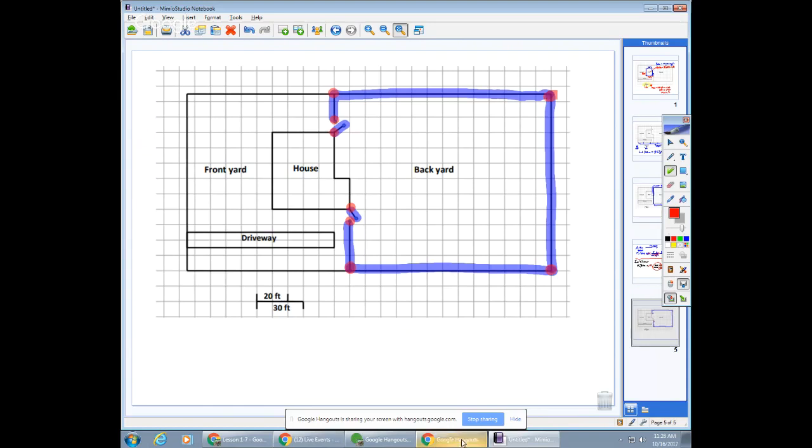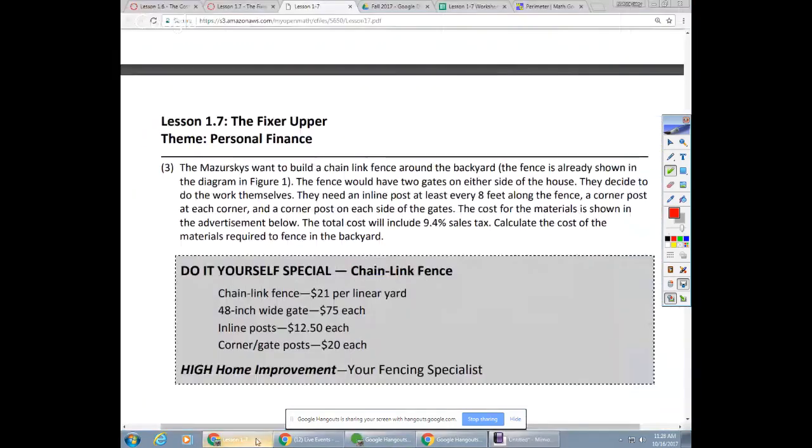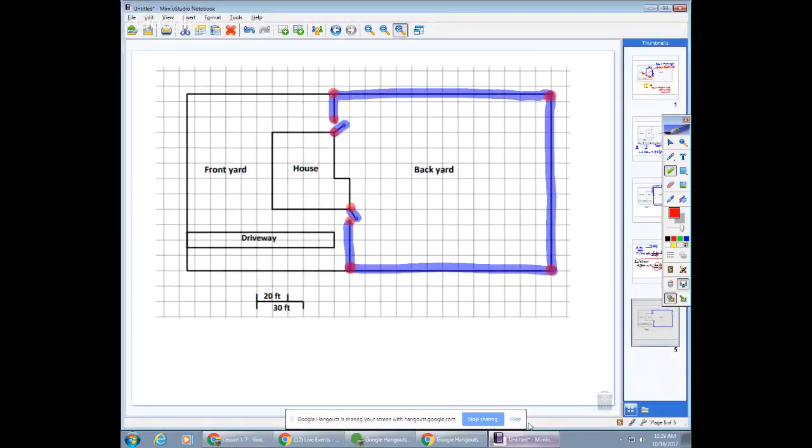And then they tell us how often we have to put other ones. So you're going to need an inline post at least every 8 feet, which means you can't have two inline posts more than 8 feet apart or an inline post more than 8 feet from a corner. So now you're going to have to troubleshoot here to figure out how many inline posts you're going to want going across here. Okay, and so you're going to have to calculate that. And remember, we have a scale here to help us do that.